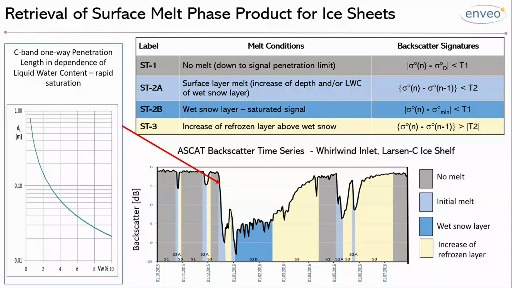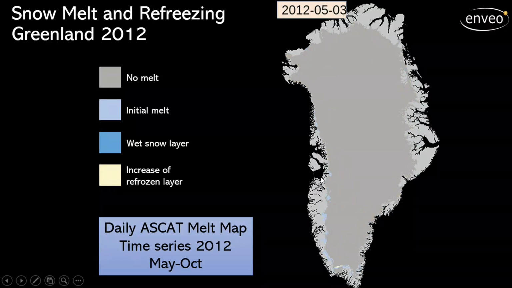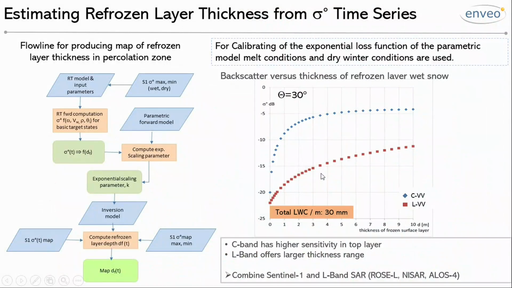I don't have any access to the layers below because of the penetration. But at the end, with this refrozen layer, when I see this gradual increase, there is a chance. What we are working on is that we can use this slow increase in time to estimate the thickness of this refrozen layer. So it's a time series analysis.